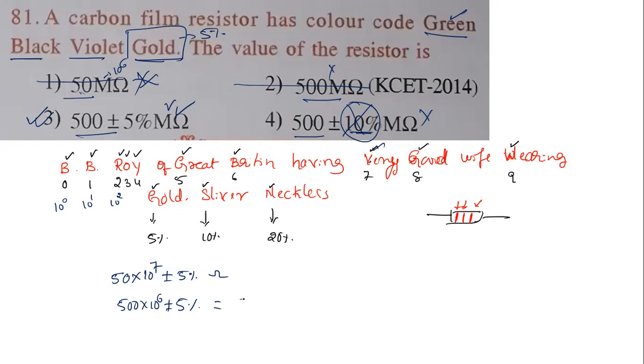And now I'm going to write this one as 500 plus or minus 5%, and 10 power 6 means mega, so mega ohm. That's the answer. So this is related to this topic, the color code. This is about which chapter, students? Current electricity.